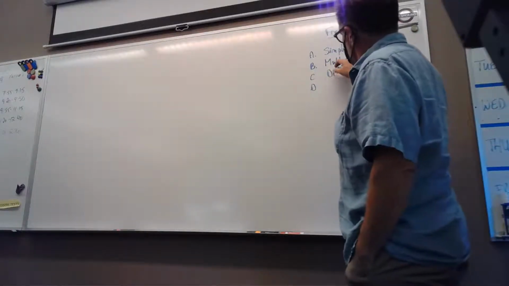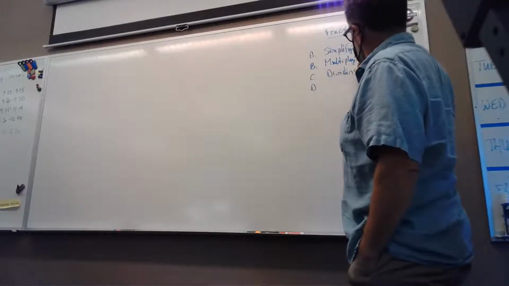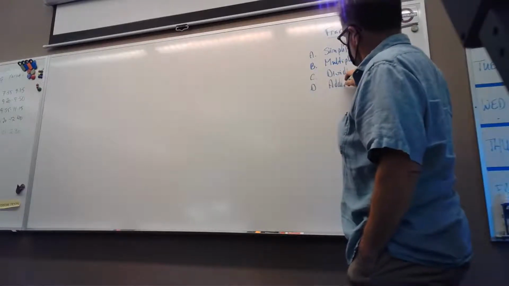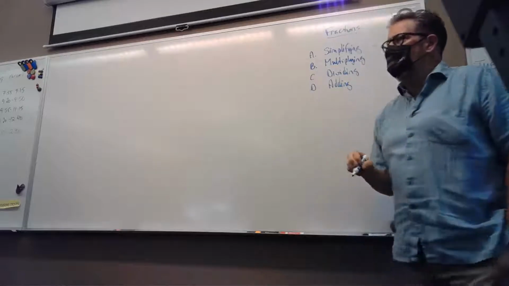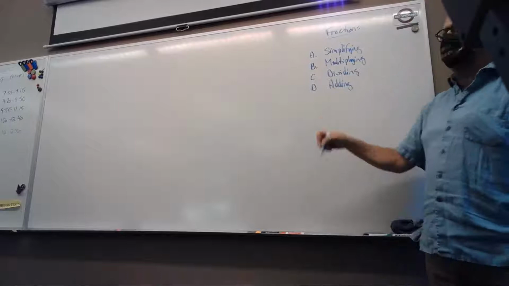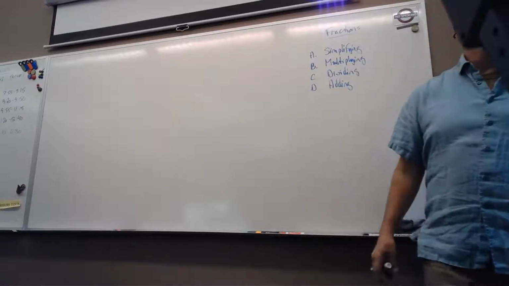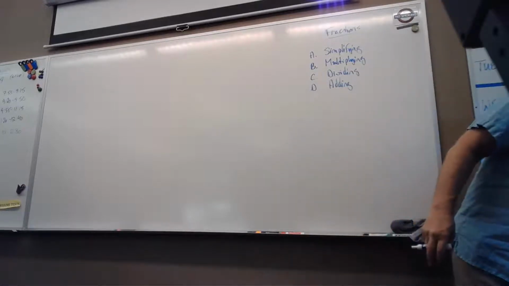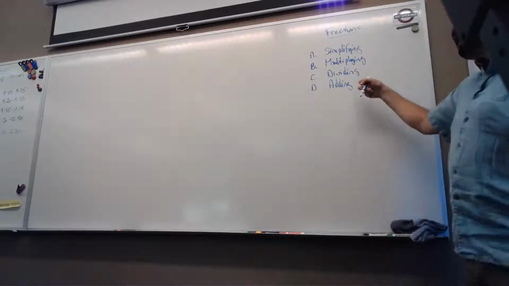The third is going to be dividing fractions. And the fourth is going to be adding fractions. Now, why don't we have subtracting on there? Well, because adding and subtracting are the same thing. It's just adding a negative. So adding will include subtracting.